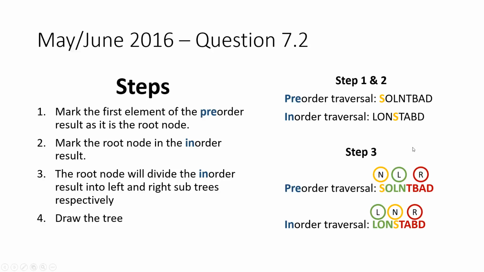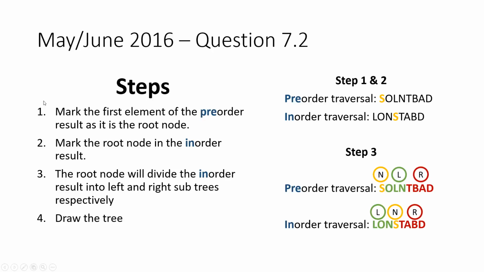And so if you have a look there, the in-order one, we're going to have the LON on the left-hand side. So I've marked it here. There's the node, there's the left-hand side, and there's the right-hand side. But remember, in-order means in the middle. And then pre-order, it's at the beginning. So thanks to this in-order, we're easily able to identify what goes on the left subtree and what goes on the right subtree. So that's how I've done step 3. And then the last final step is draw the tree.